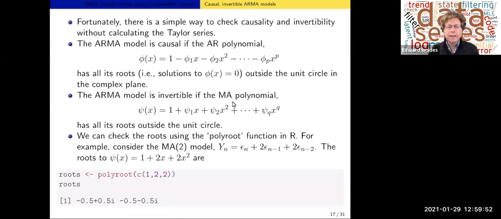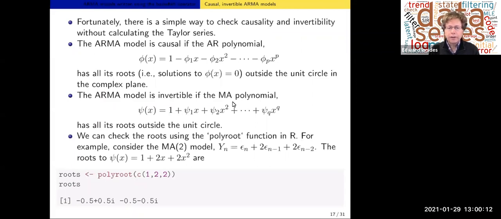And then the corresponding property for invertibility, rather than having the AR polynomial with roots outside the unit circle, you need the MA polynomial with roots outside the unit circle. And polyroot is the function in R to do that.